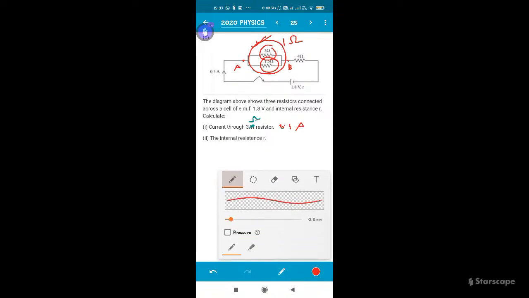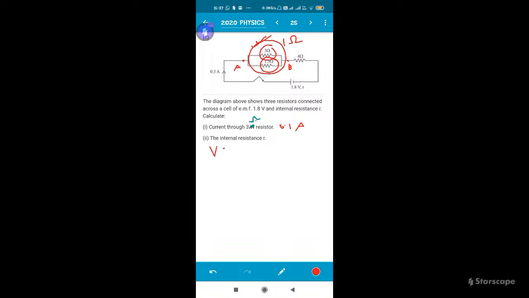In order to do this, let us first find the total resistance through the circuit. We know V equals IR, so R will be equal to V by I. What is the total EMF of the device? It is 1.8 and the current is 0.3. So the resistance of the entire circuit is 6 ohm.